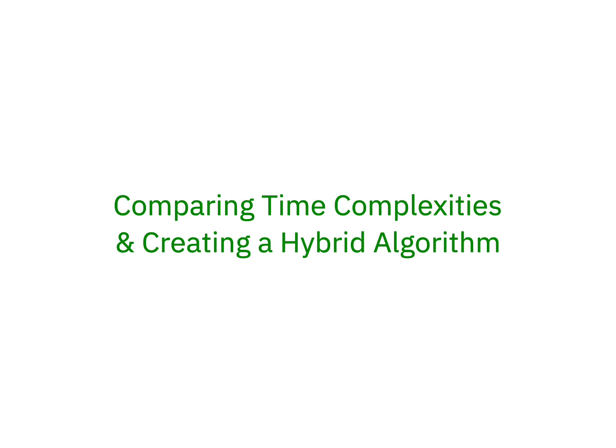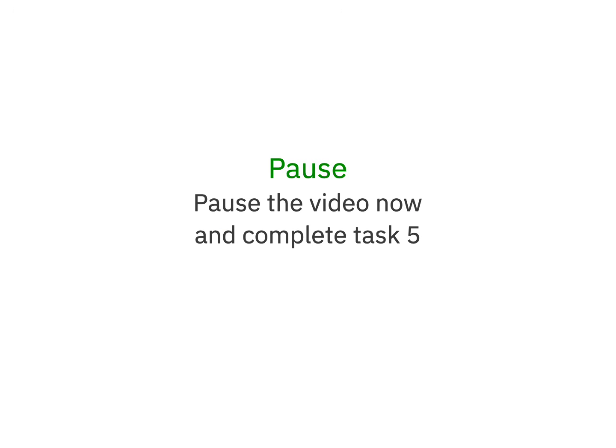This suggests that we could write a hybrid sorting algorithm that delegates the sorting task to selection sort in some contexts and to Quicksort in others, so that the algorithm performs relatively well across the whole range of array lengths we've explored. Pause the video now and complete task 5, in which we explore the phenomenon of different sorting algorithms being optimal in different contexts, implement a hybrid sorting algorithm that delegates the sorting task to selection sort or Quicksort depending on the context, and compare the hybrid's performance to the pure selection sort and Quicksort implementations. Hit play again when you're ready to continue.